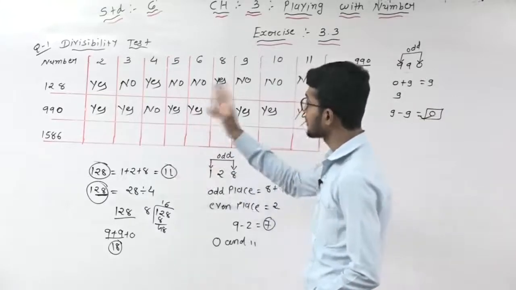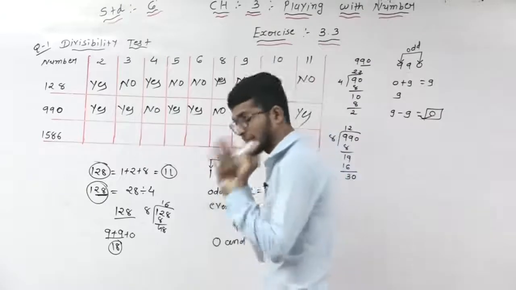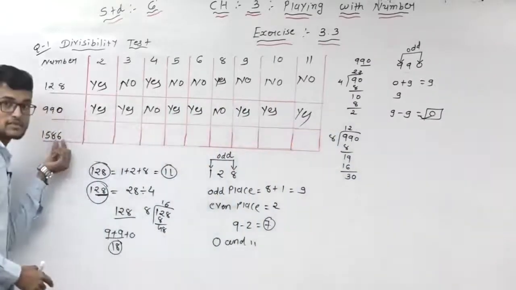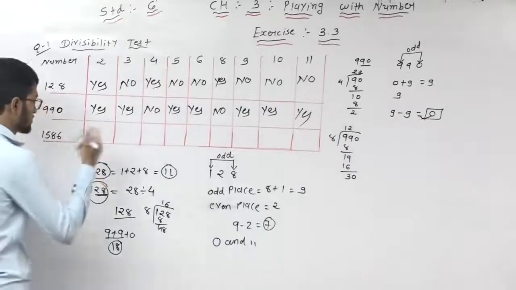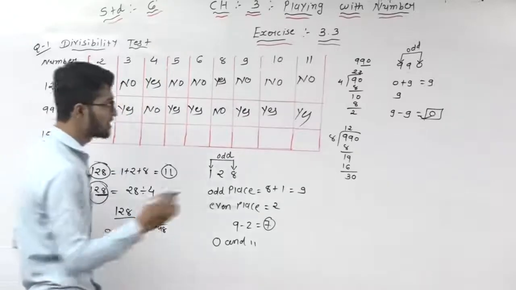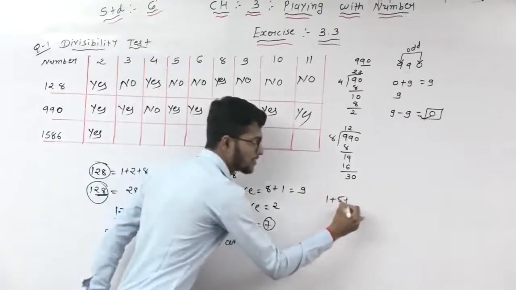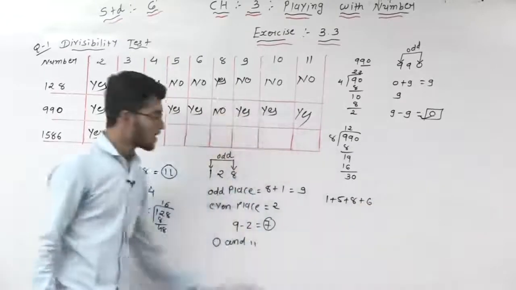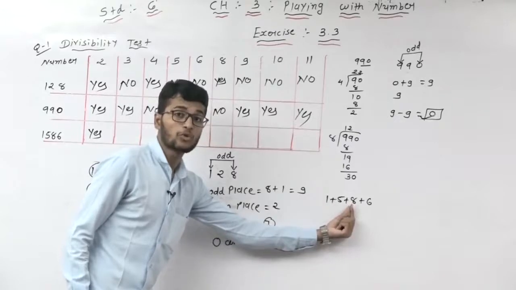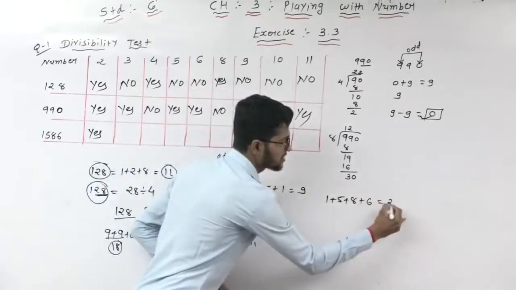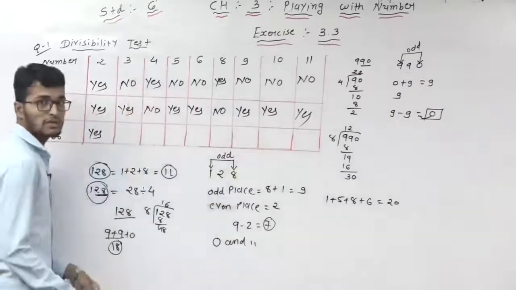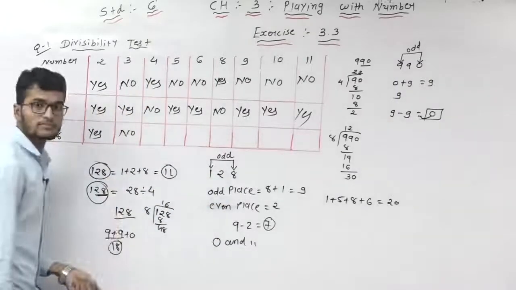Then after that, our last one: 1586, check divisibility by 2, 3, 4, 5, 6, 8, 9, 10 and 11. Now let's start. First of all, here the last digit is 6. Is it divisible by 2? Yes. Then for 3, check all the digits. It means 1 plus 5 plus 8 plus 6: 5 plus 1 is 6, 6 plus 8 is 14, 14 plus 6 is 20. Now is 20 divisible by 3? No. Write down here no.